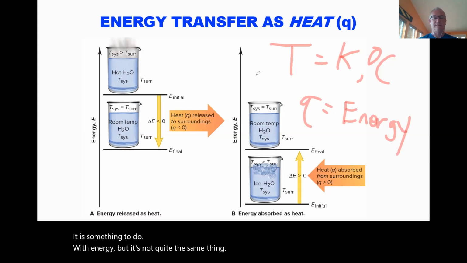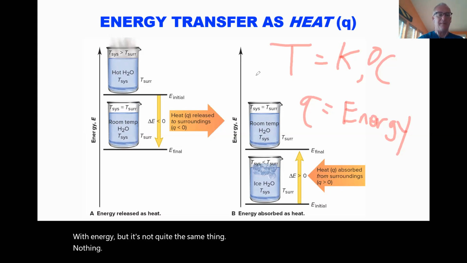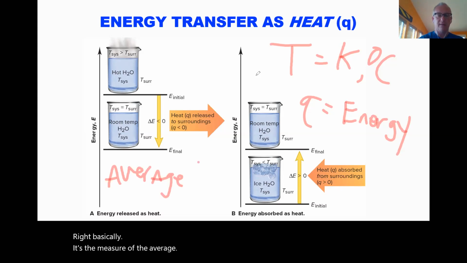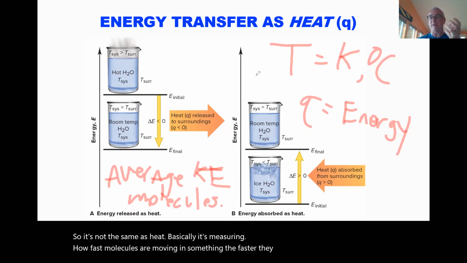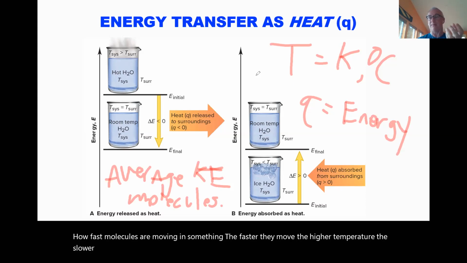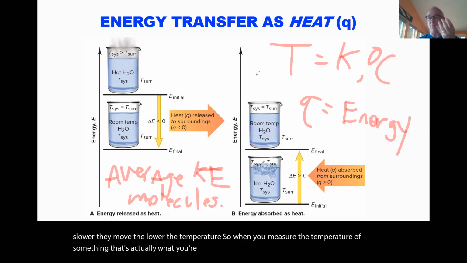All right, basically, temperature is the measure of the average kinetic energy of molecules. So it's not the same as heat. Basically, it's measuring how fast molecules are moving in something. The faster they move, the higher the temperature. The slower they move, the lower the temperature. So when you measure the temperature of something, you're measuring how quick the molecules are moving.